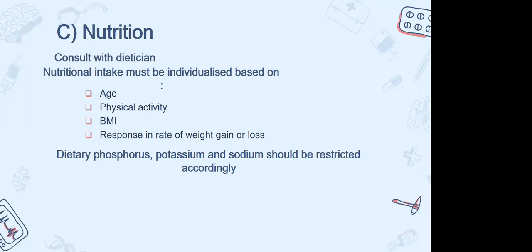And dietary phosphorus, potassium, and sodium should be restricted accordingly. Also, calories should be balanced between carbohydrate, unsaturated fats, and protein. According to the guideline, protein intake recommendation is between 100 and 140% of the dietary reference intake in children with stage CKD 3. If the stage of CKD is 4 and 5, it must be 100 to 120%. And in children with stage 5 who need dialysis, only 100%. Okay, next.